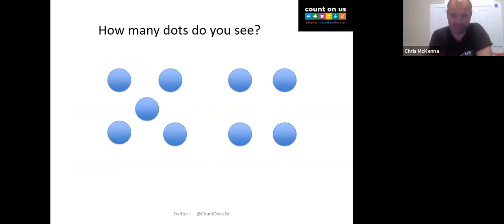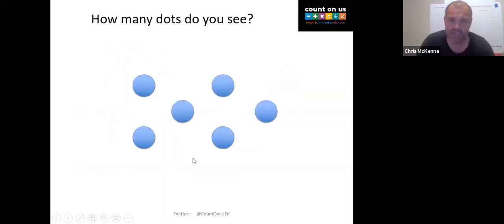The answer is, got it? 9. And again, you're maybe starting to spot this is 5 from the dice pattern, that's 4 from a dice pattern, so 5 and 4 is 9. You ready for the next one? How many dots do you see now?